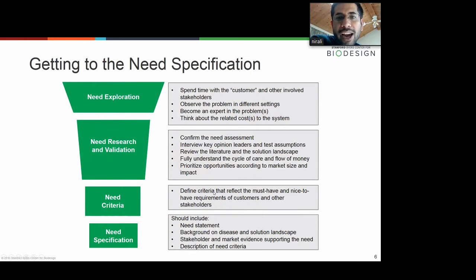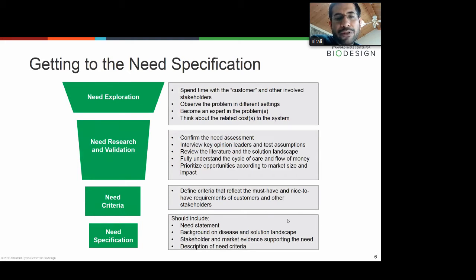You want to define specific criteria for that need that reflect the must-haves and nice-to-haves requirements of customers and other stakeholders. So basically, we have two criteria. Must-have means that in order to meet the need, these are absolute requirements. And then we have nice-to-have, which means it would be really, really great if you could solve those criteria, but it's sort of extra credit. It's above and beyond the core fundamental need.